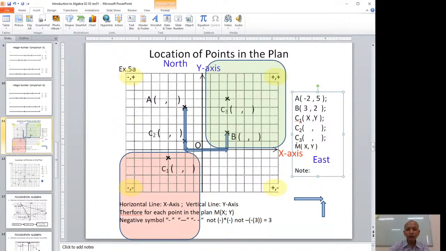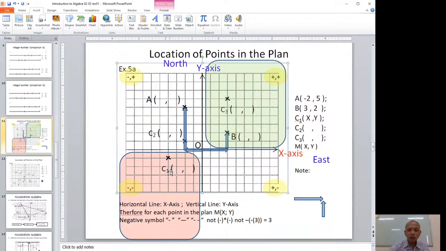When we want to know the number, we count the steps, the grid. Color 1, color 2, color 3. B is 3: x equals 3 means 1 step, 2 steps, 3 steps, 1 grid, 2 grids, 3 grids. Then up 1 grid, 2 grids: y is 2, 2 steps up.